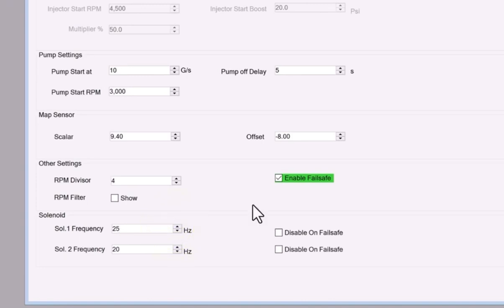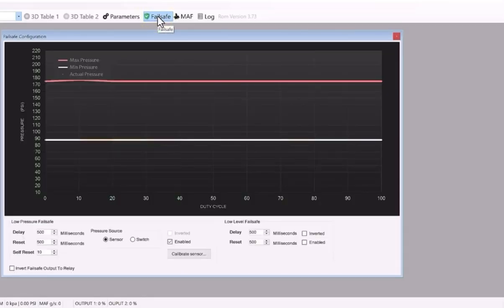And, oh yeah, the option to enable failsafe. Let's see what the failsafe tab is all about. I should also add that a running pump by itself will not spray meth until 3D table 1 or 2 or injector duty follow or MAF spray mode decides to open and pulse the output solenoid.